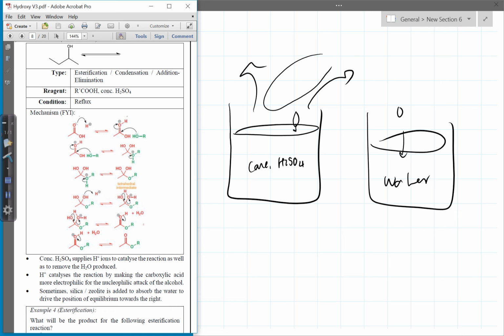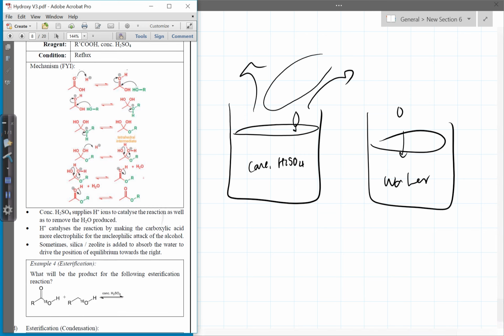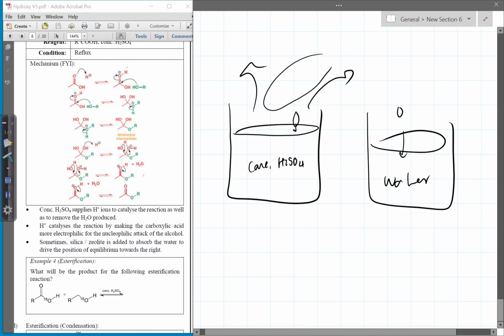Zeolite is something like your carbonate. It comes from a rock, right, whereby you can also absorb water. So it functions the same way as your silica.